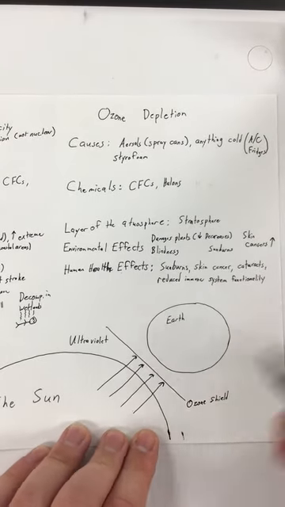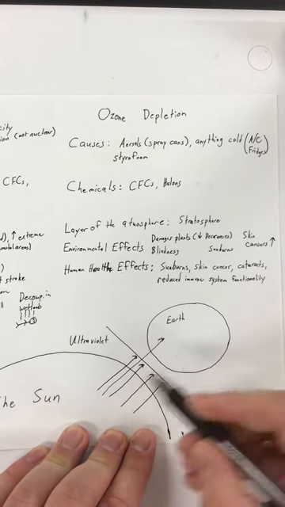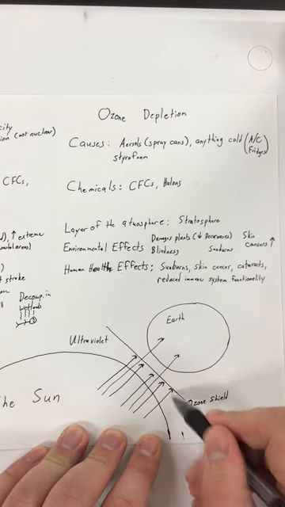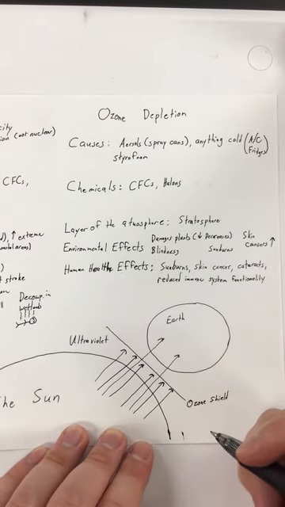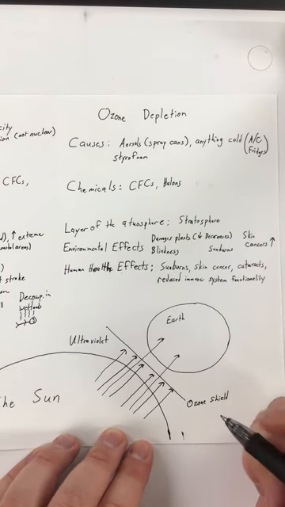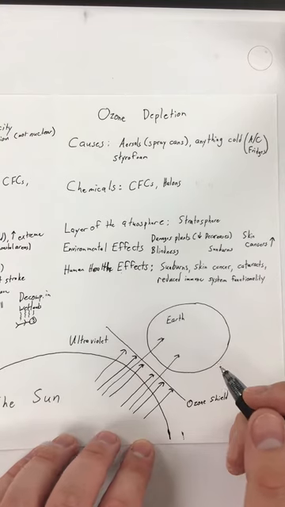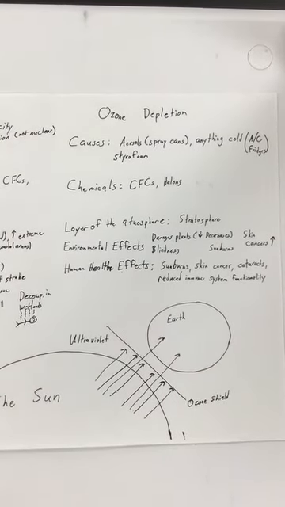Now, it does not block everything. Some does get through, but just a little bit. Majority of it is blocked. It does not reach the Earth's surface. The problem with depleting the ozone layer is that it lets more of that ultraviolet radiation down to the Earth, and because it's ionizing, that means it can cause damage to living tissues.